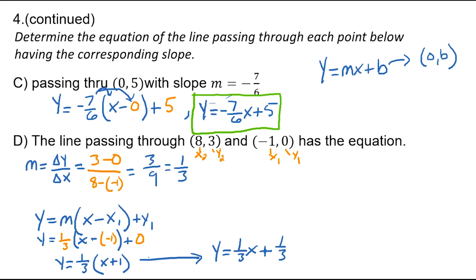So y is equal to mx plus b. So our slope is 1/3, and then our y-intercept is 1/3. And your y-intercept can be a fraction. So here's your equation.